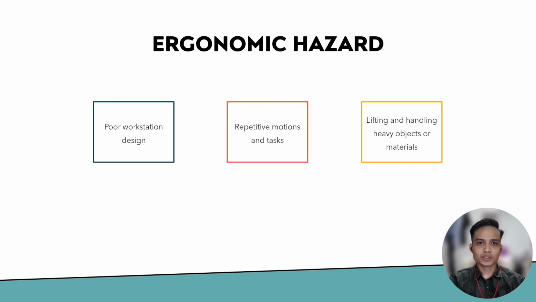Repetitive motion in 3D printing workshops, such as removing supports or post-processing tasks, can lead to strain and discomfort, but implementing job rotation or task variation can reduce the risk of repetitive strain injuries. Next, lifting and handling heavy objects in a 3D printing workshop can strain the body, but proper lifting techniques, such as using leg muscles and bending the knees, can help prevent back injuries.